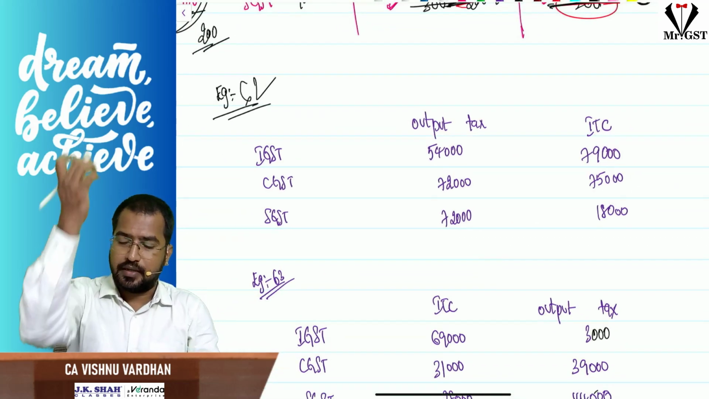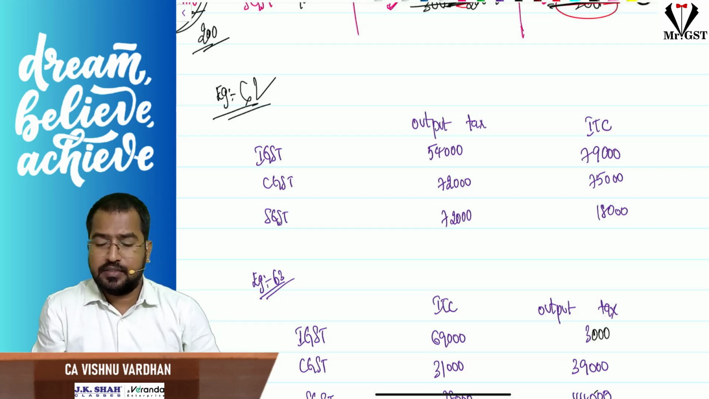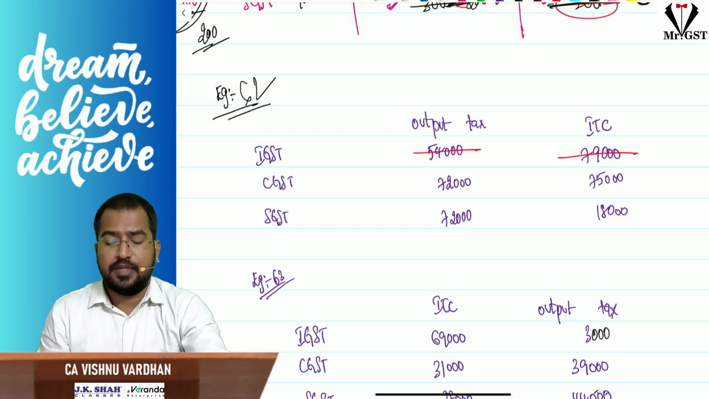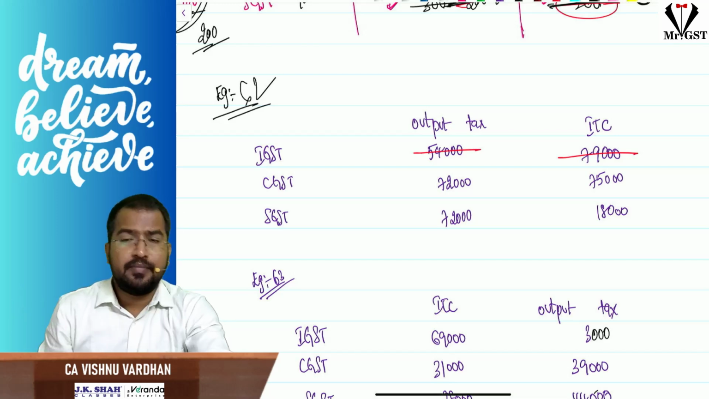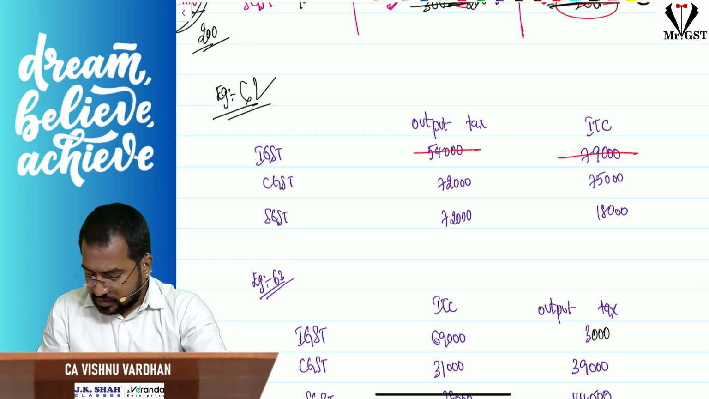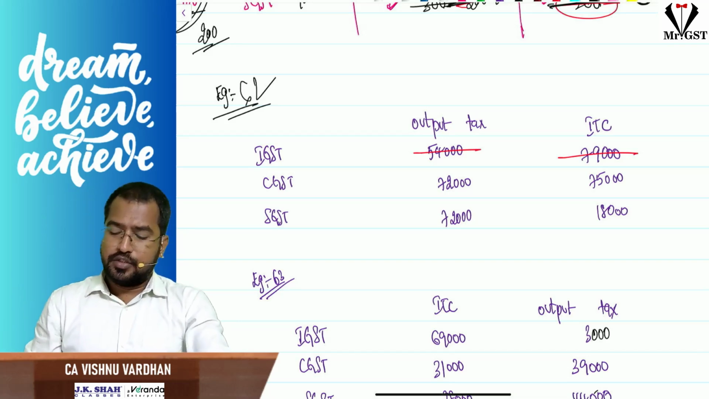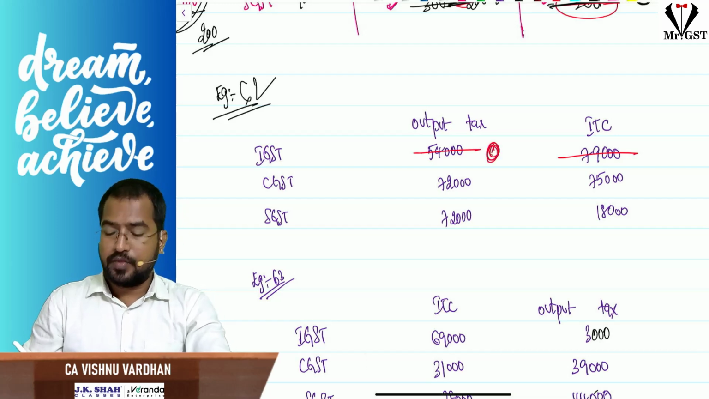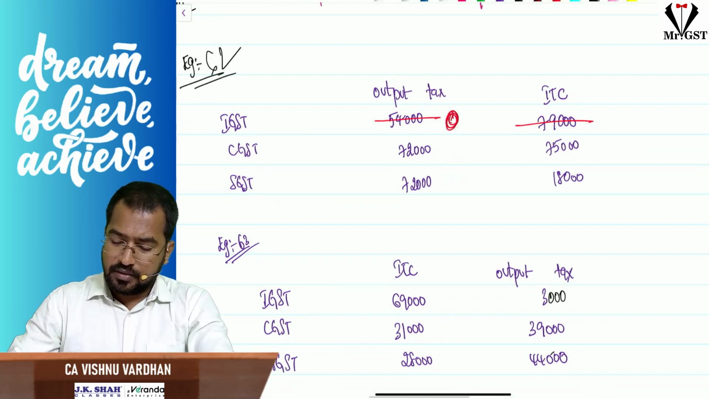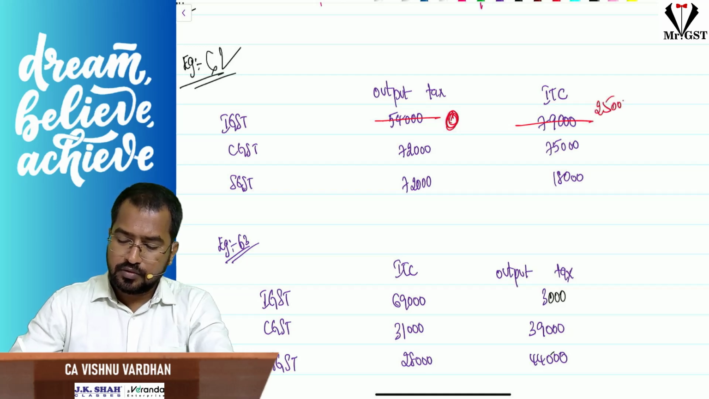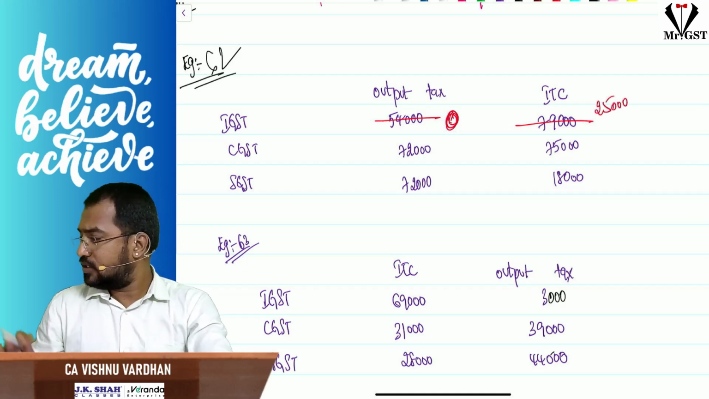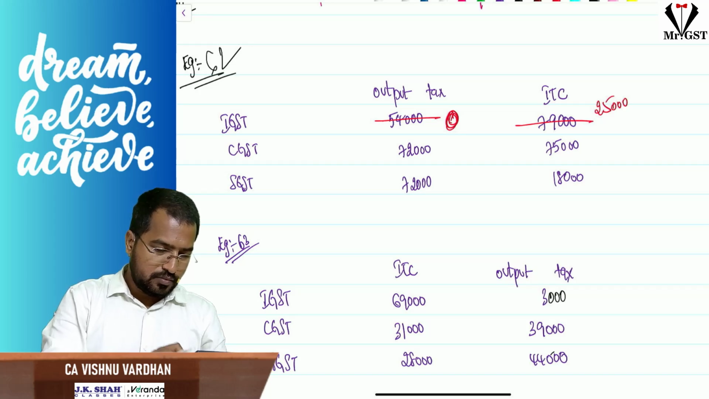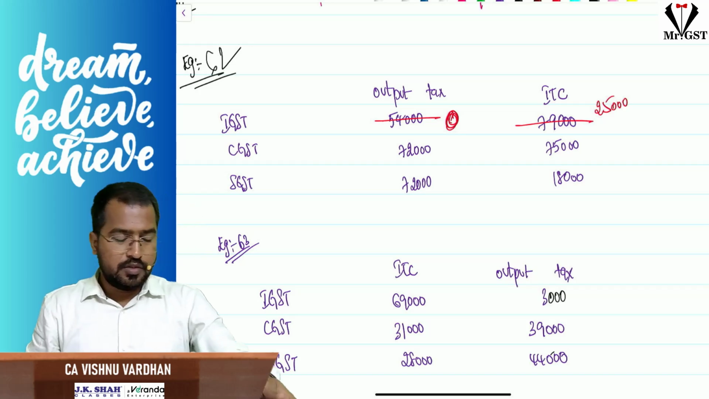So see, if you see here again, we have output tax and input tax. Our first target is to make IGST 0. For that, use it for IGST payable. Payable is just 54,000. ITC is 79,000. Okay. So output tax will become 0. ITC will be how much still? 25,000. It will be still 25,000.